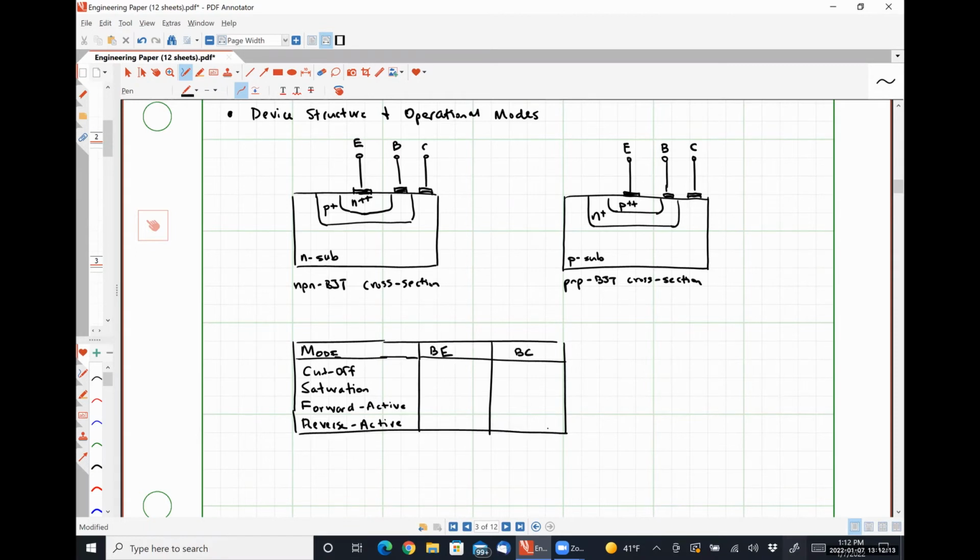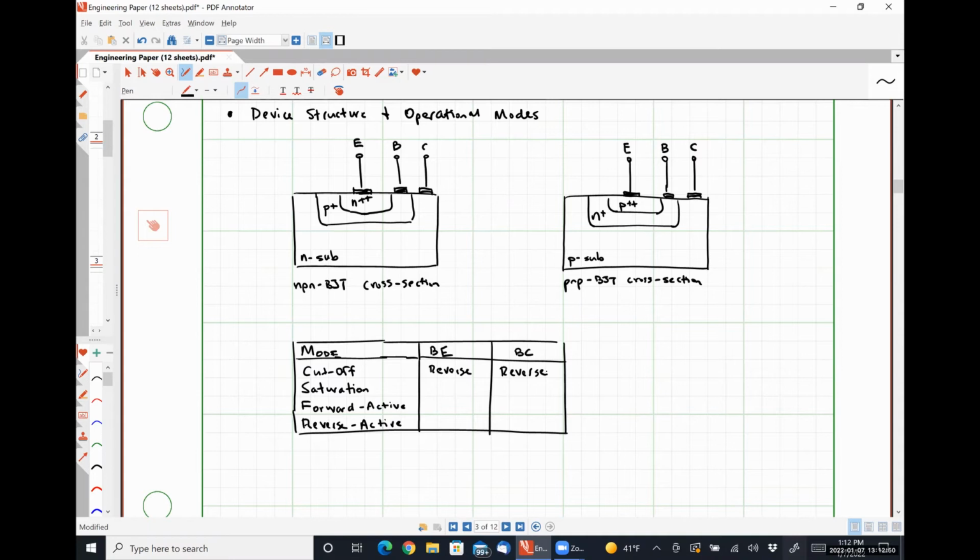So if both of them, the base emitter junction and the base collector junction, are reverse biased, we have cutoff mode operation. So effectively, if both of the junctions are reverse biased, it's obviously very, very hard to pass current in any direction through the device. Okay. So it acts as if the whole device is off. Okay.